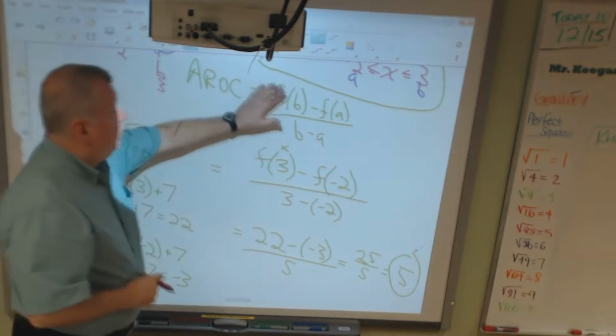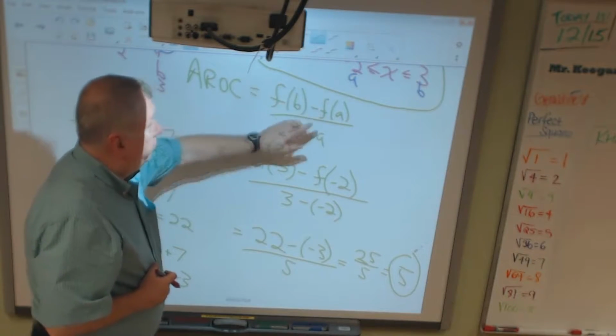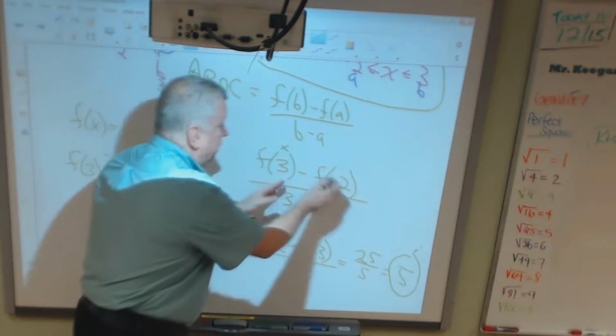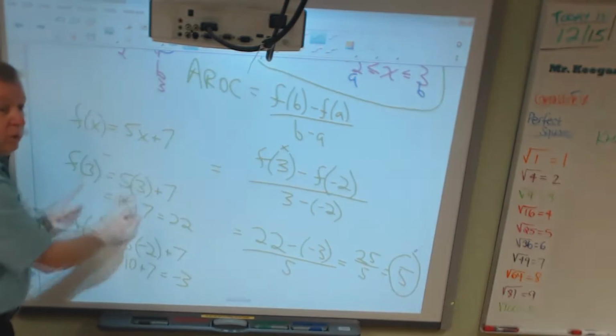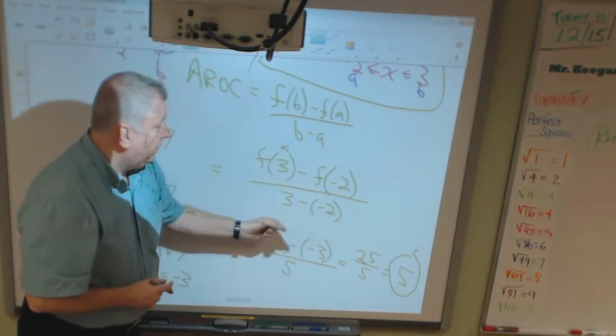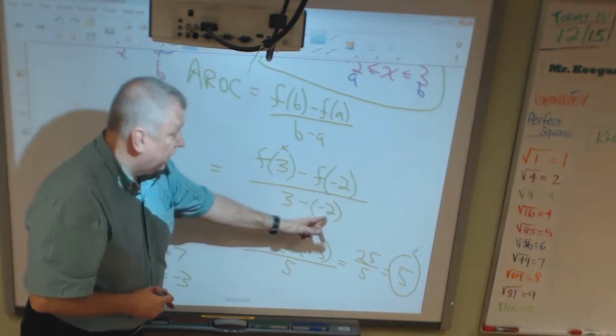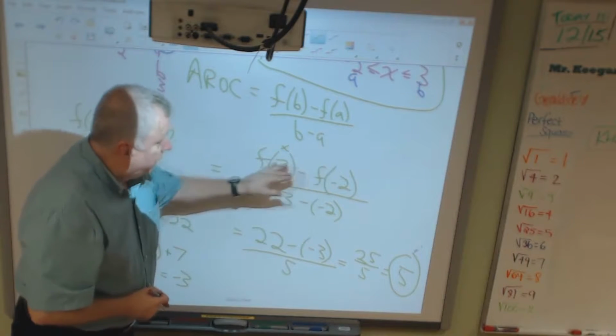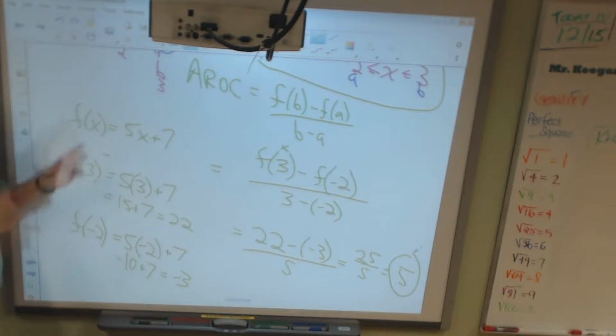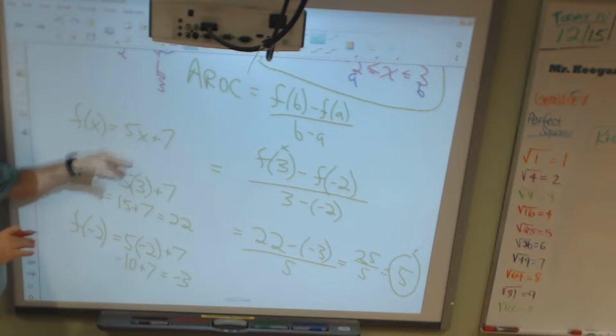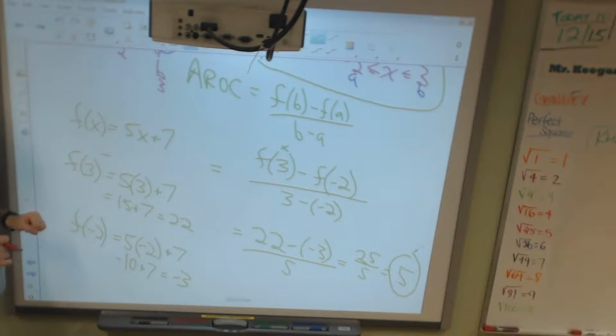So you got to get in the habit, each time, to write the formula, write what a and b are, plug it in, and then do a little bit of work on the top. The bottom is always easy because you're just doing whatever this is minus that. The numerator is where you got to plug it in to find out what the thing would be. Unless they give you a graph or a table, then it actually becomes easier.